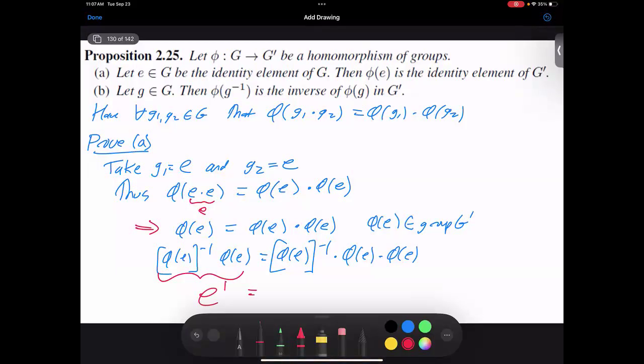And now I'm going to get E prime, if I group these two together, times phi of E. Therefore, E prime is just phi of E, because whenever you multiply anything by the identity, you get back yourself. So this proves that the identity is sent to the identity.